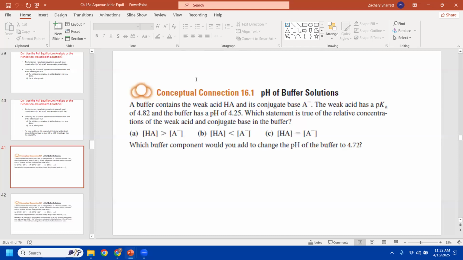So real quickly, a conceptual question. A buffer contains weak acid HA and its conjugate base A minus. The weak acid has a pKa of 4.82 and the buffer has a pH of 4.25. Which statement must be true of the relative concentrations of the weak acid and conjugate base? So this question is saying we make a buffer with a pH of 4.25, right? That buffer has a pKa of 4.82. Do we have more acid than base, do we have more base than acid, or do we have roughly equal?